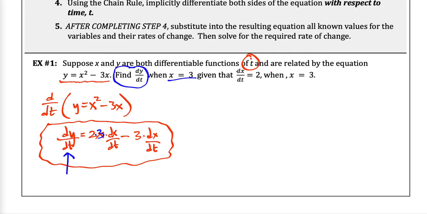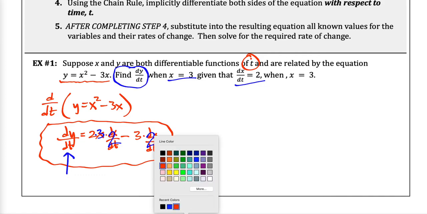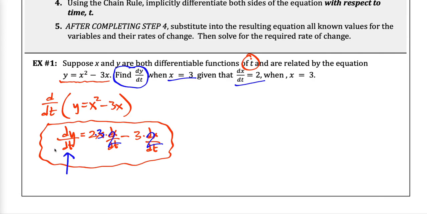And then it says dx/dt is 2. So in place of each dx/dt, I'm going to put a 2. Every one of these problems, when we're working them, there should only be one variable left at the end, because that's what we're solving for. It's not necessarily going to be alone on the side of the equation like this one. So we've got 2 times 3 times 2 minus 3 times 2.